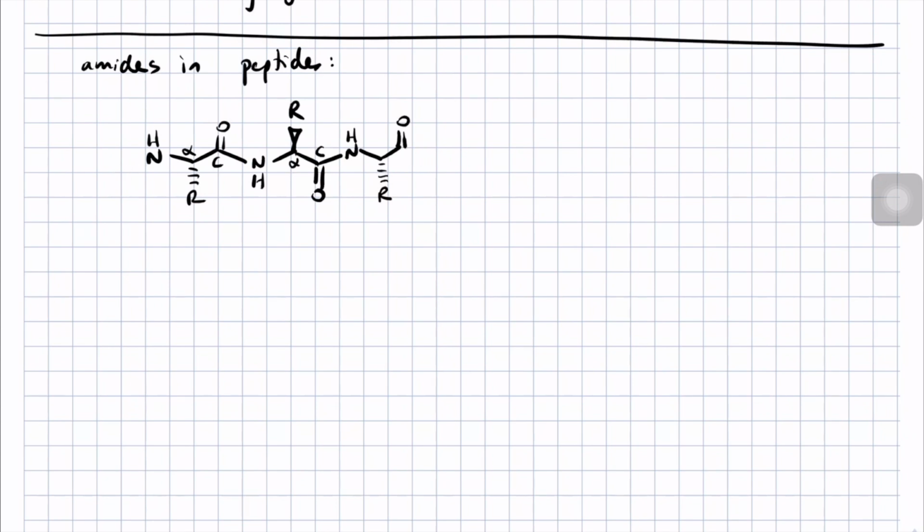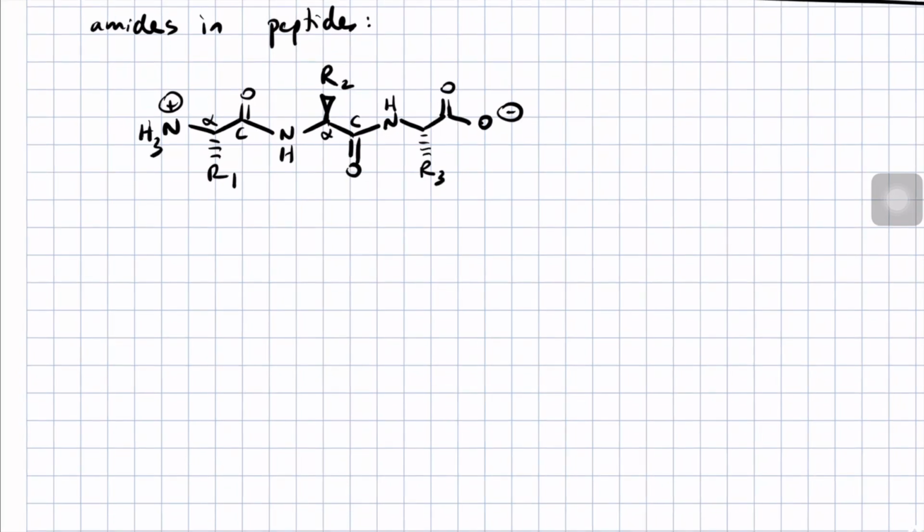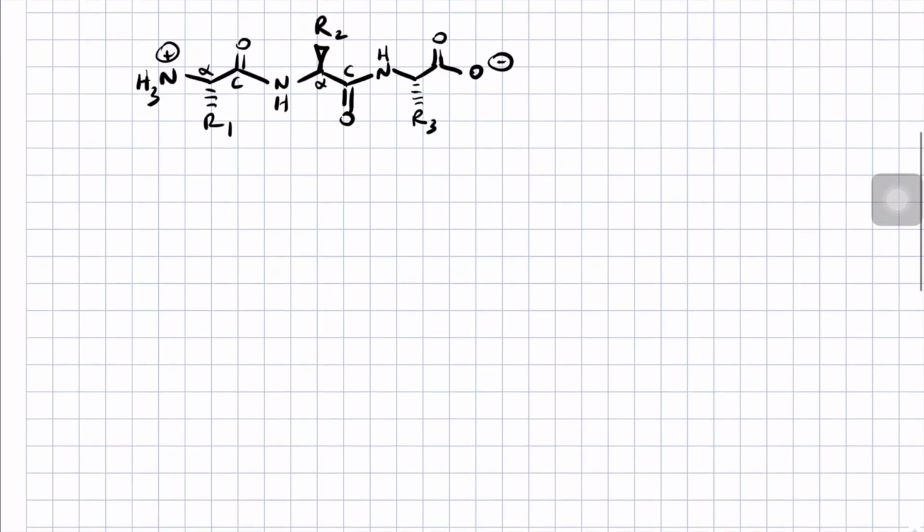Actually, let's just say that this is a tripeptide, and it's under physiological conditions, pH 7, so the C-terminus is negatively charged, the N-terminus is positively charged. Suppose we wanted to make this tripeptide. Let's think about the challenges that we have here.